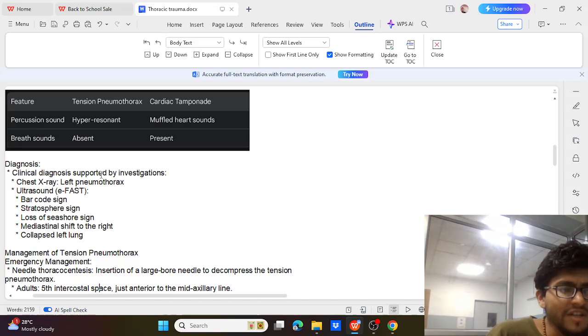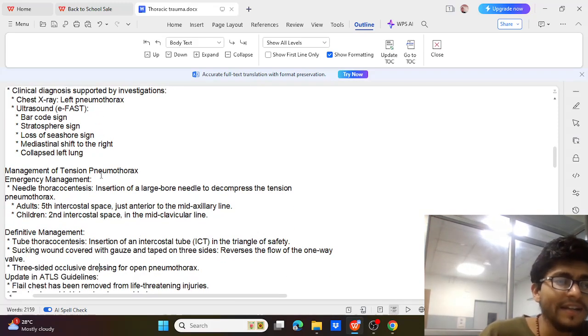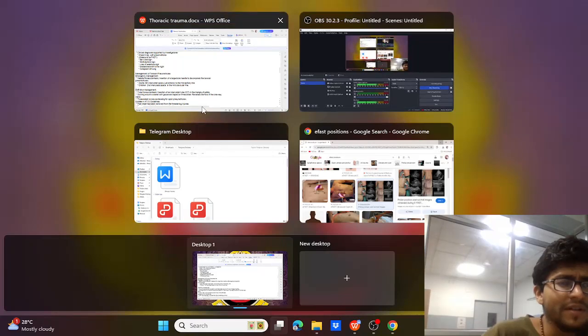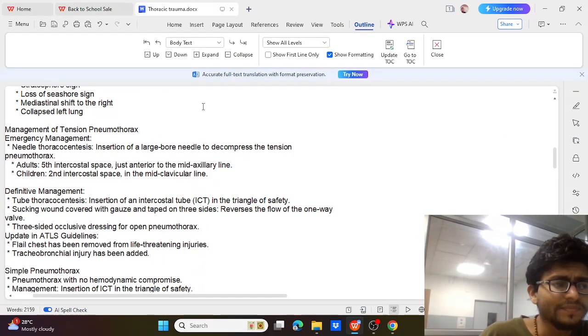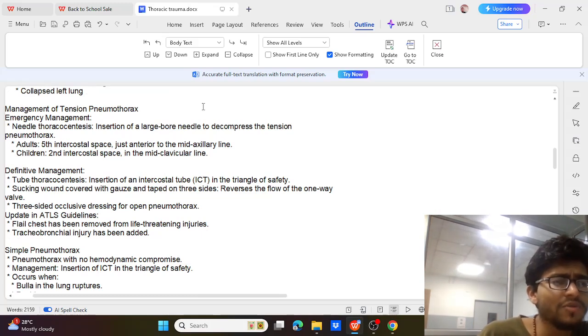Then coming to management of tension pneumothorax, so it is an emergency condition, so we have to immediately identify and insert a large bore needle in the second intercostal space in children or fifth intercostal space in adults. At what position? It can be anterior in the mid clavicular line in children. In adults, fifth intercostal space in the mid axillary line, just insert a needle of a large bore like 16 or 18, even that will be helpful. This is where we have to insert the needle and we will be able to save our patient. There is a high chance that we'll be able to save our patient.